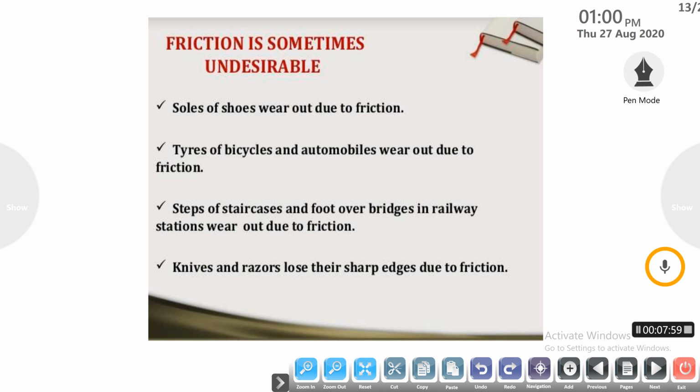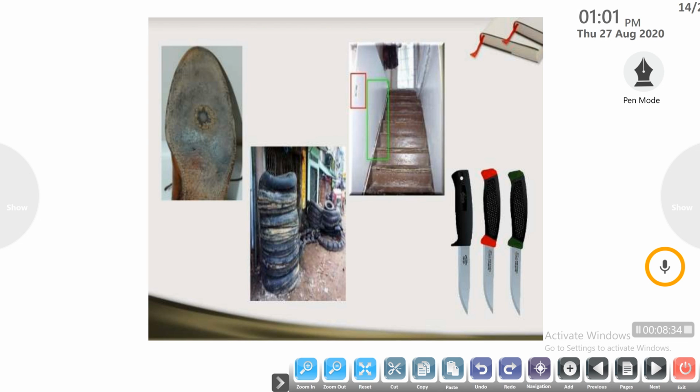But sometimes friction is undesirable. So we can say that because of friction there are various disadvantages in our daily lives also. For example, the soles of shoes wear out due to friction. The tires of bicycles and automobiles wear out due to friction. The steps of staircases and foot over bridges in railway stations wear out due to friction. Knives and razors lose their sharp edges due to the presence of the force of friction. So sometimes it can be undesirable. So these are some examples of the disadvantages of friction.